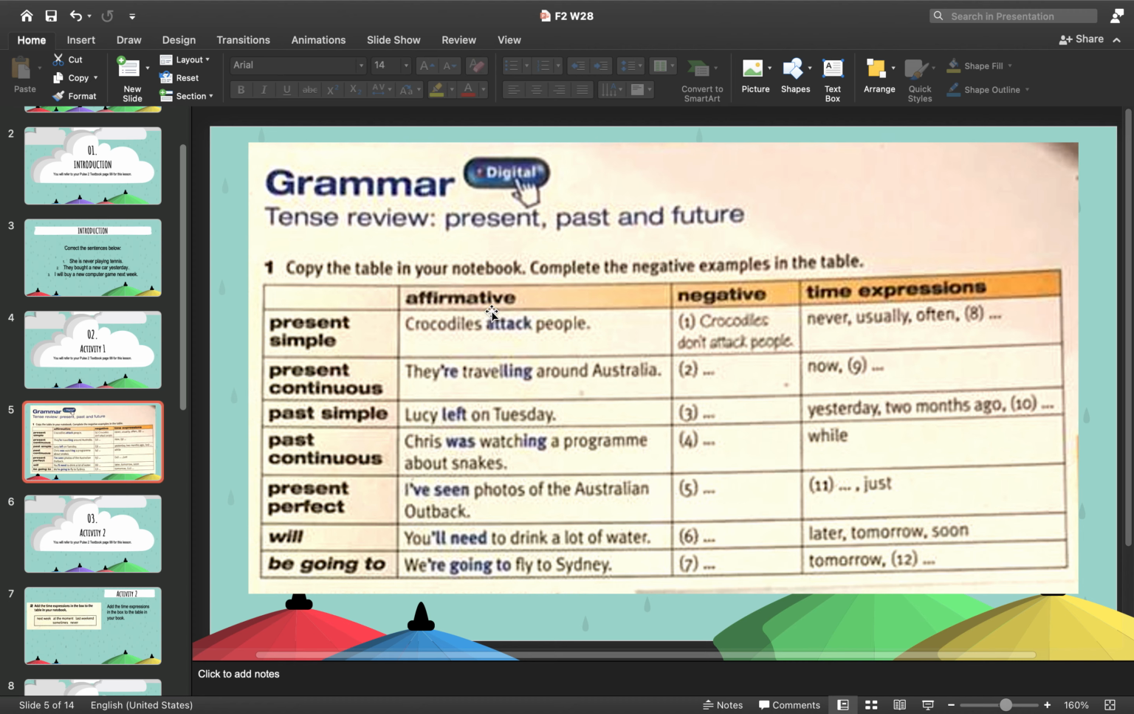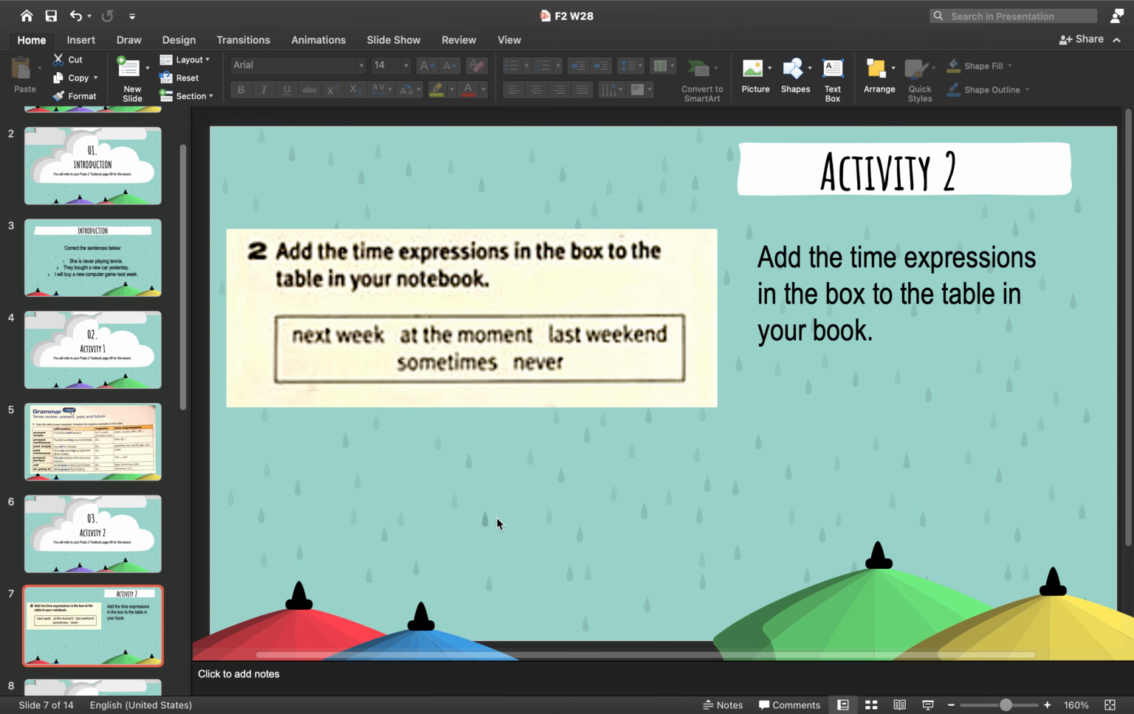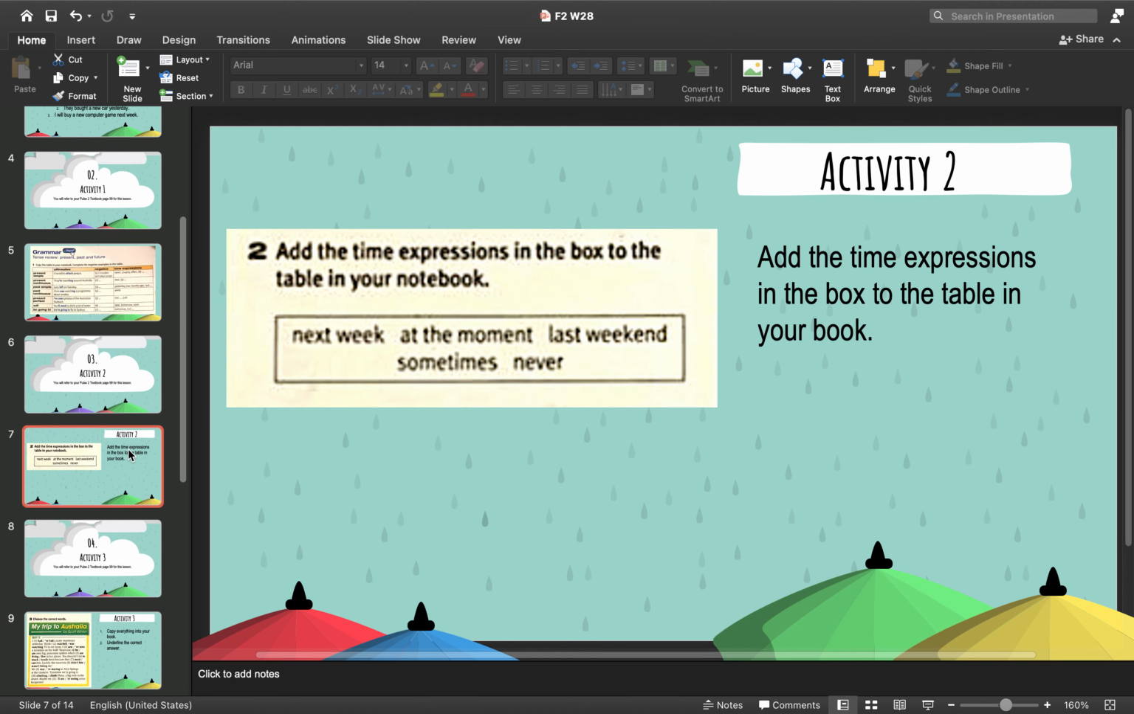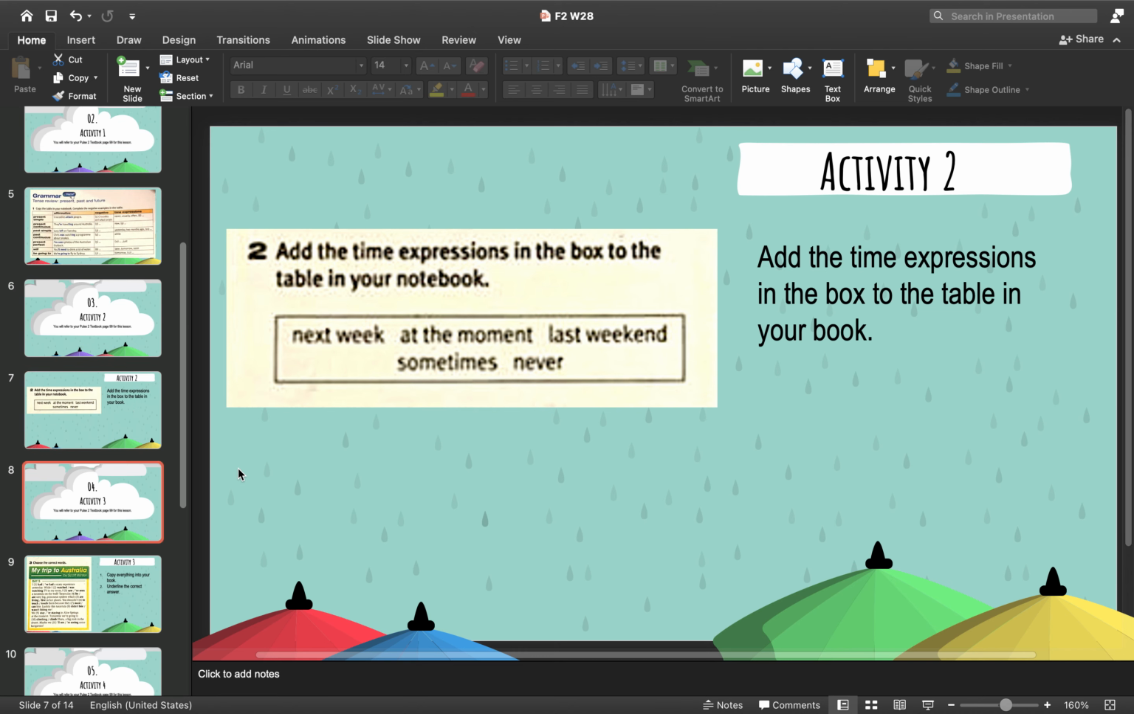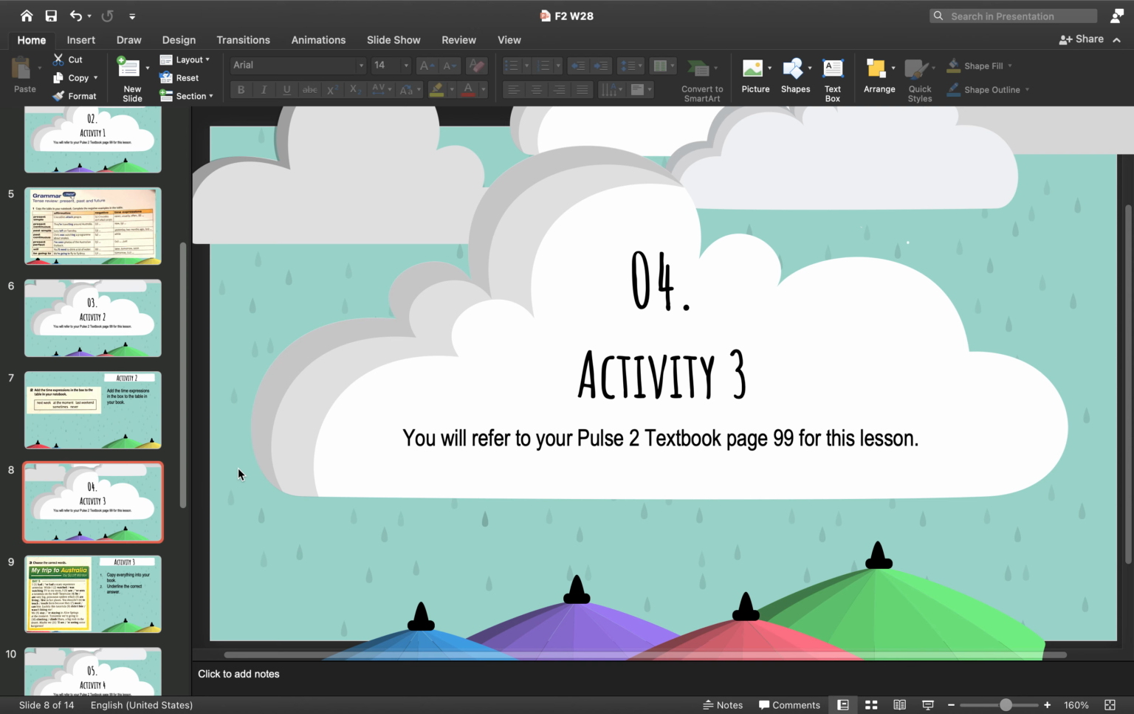Basically for this part, you're going to change this sentence from affirmative to negative. And then for time expressions, you're just going to add these words into the box. Okay, into the table, sorry. Alright, next, activity number 3.